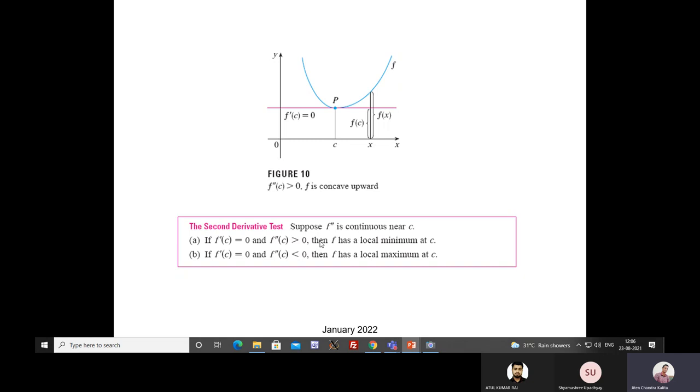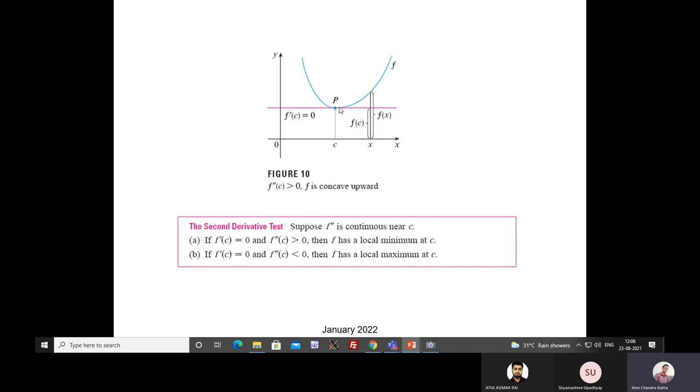Of course, I'm talking about a critical point here for a function of a single variable. So c is a critical point where the derivative vanishes. Okay, so what does the second derivative test say? Suppose f double prime is continuous near that point, that means in the neighborhood of that point.